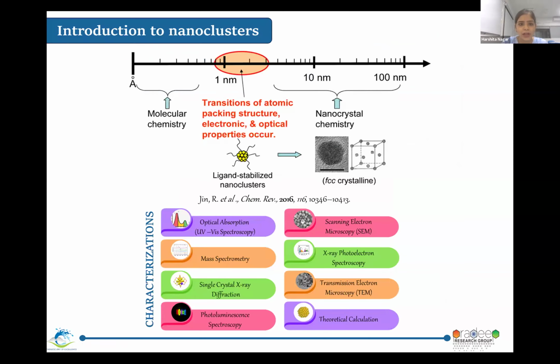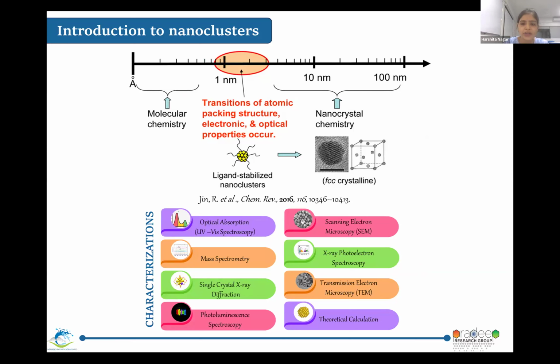Coming to the introduction of nanoclusters, we all are aware atomically precise metal nanoclusters are ultra-small particles of size 1 to 3 nanometers, and they lie between the atomic regime and the plasmonic nanoparticle regime. These nanoclusters are stabilized by ligands, and these ligands control the shape, size, and nuclearity of the nanoclusters.